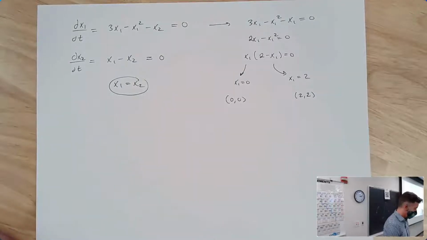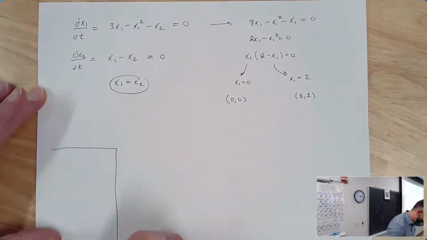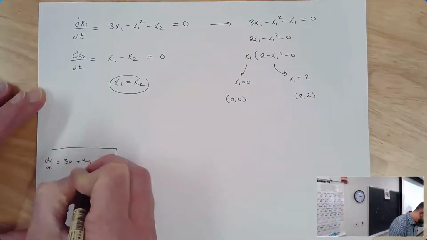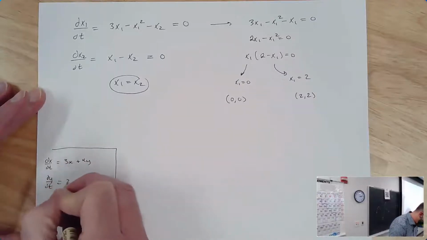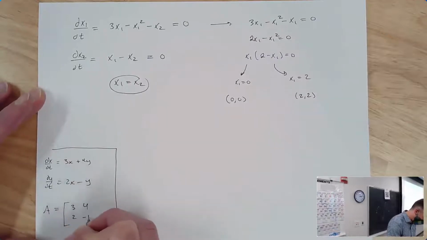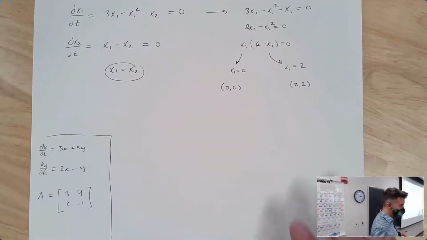All right. To classify the equilibria, we need to do the same sort of thing we've been doing, but we have to get the matrix first. In the past, we've actually been doing this already, but we just haven't been talking about it. For example, if your equation is dx/dt equals 3x plus 4y, dy/dt equals 2x minus y, the matrix is 3, 4, 2, negative 1. That is the Jacobian matrix of these equations, right?